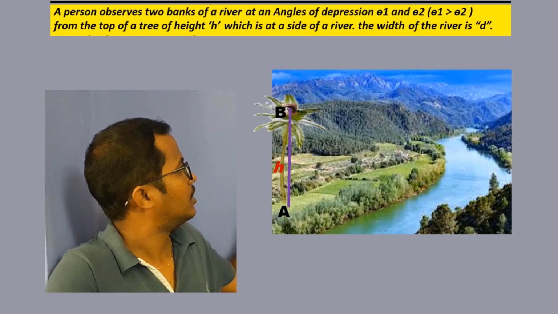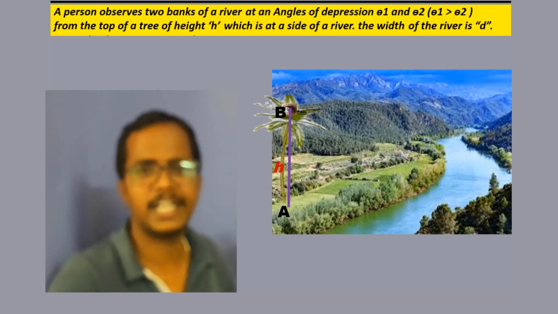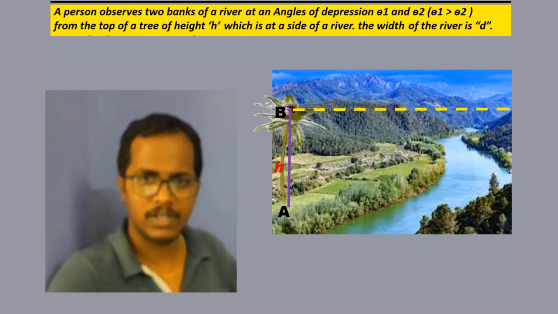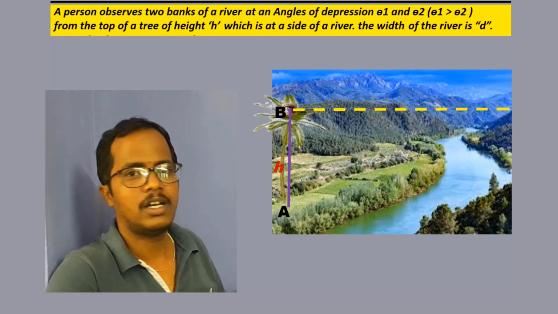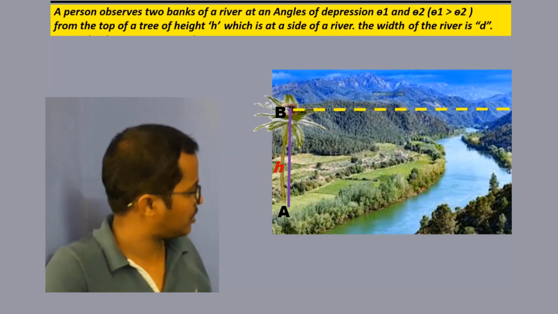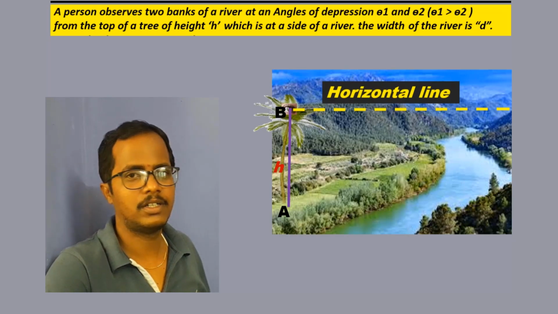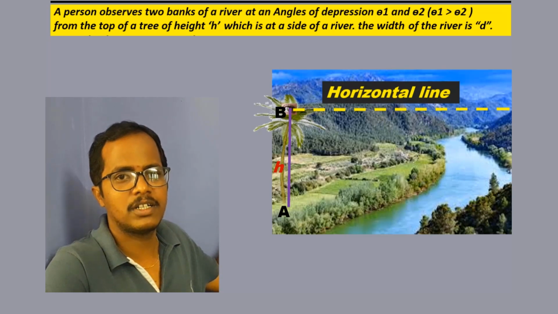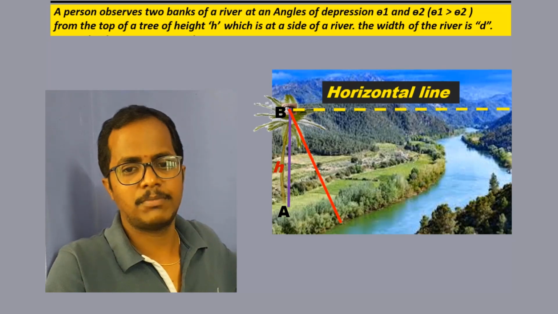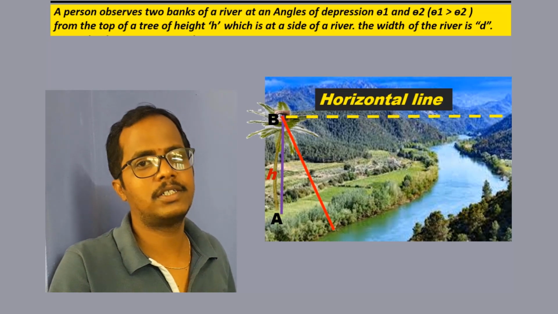So first we need to draw the horizontal line from the observer's eye. So let us take the horizontal line from the observer's eye, and then the observer is observing the two banks of the river. Let's suppose first he is observing the first bank of the river. So we need to draw the line segment from the observer's eye to the point which he is viewing.